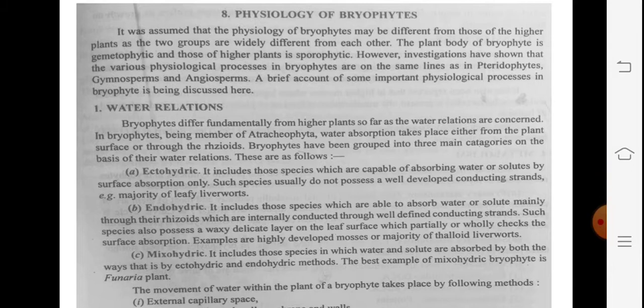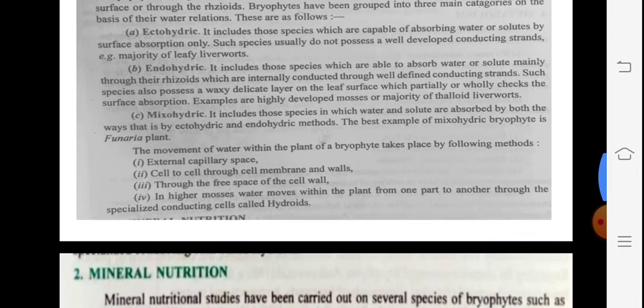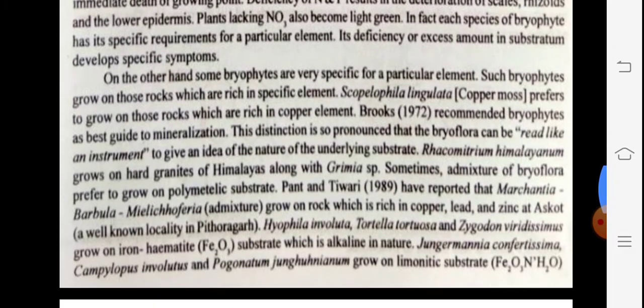In the physiology of bryophytes, as they differ from the higher plants, we have to proceed particularly with this respect.